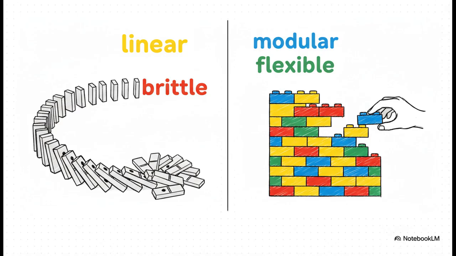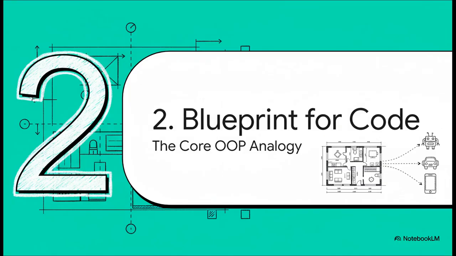OOP completely flipped this idea on its head. Instead of one long line of instructions, it said, hey, let's focus on the things we're working with. This let developers create these self-contained modular blocks of code that you could rearrange and reuse safely, kind of like Lego bricks, a total game changer. The real genius of this new way of thinking comes from a simple but brilliant analogy that helps organize everything. And that analogy is the blueprint.